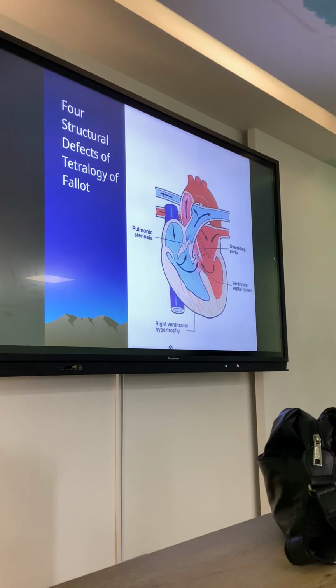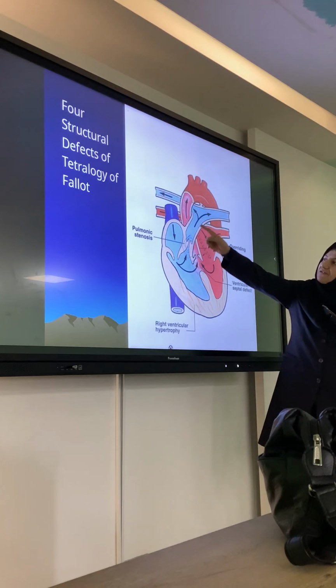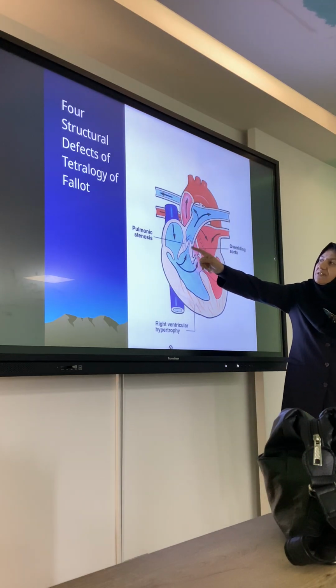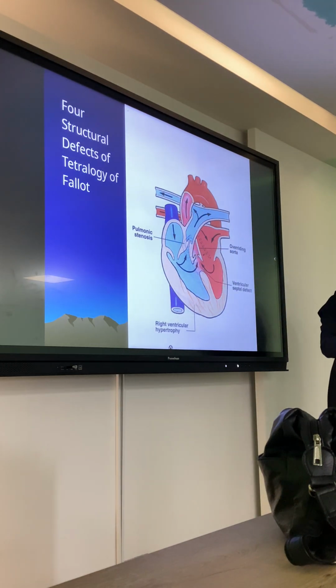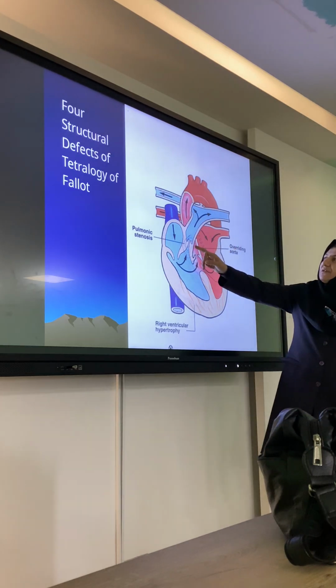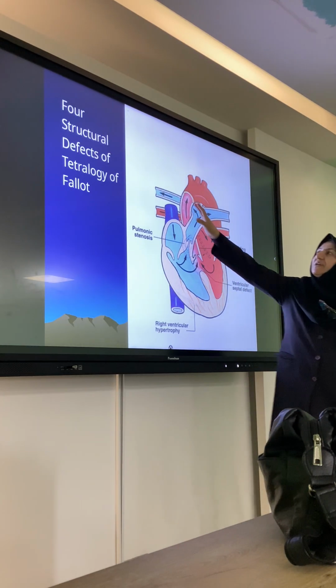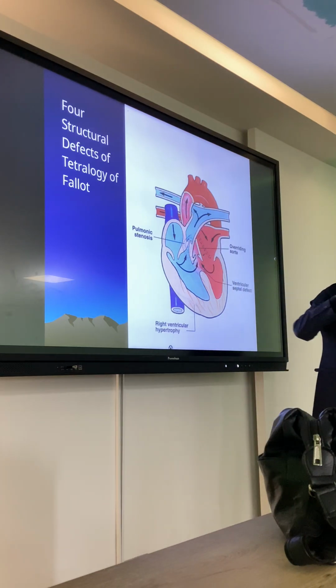Pulmonary artery stenosis means the valve will have a narrowing. This is the pulmonary artery. This is the stenosis. Okay, you see it? Narrowing in the pulmonary artery.